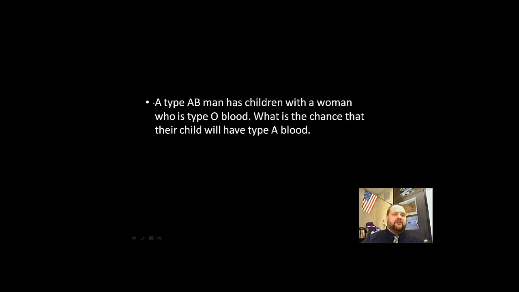Here's our genetics type. Type AB man, so here's one parent, AB, has children with a woman who is type O blood. What is the chance that their children will have type AB blood? Well, the only way a man could have AB blood is if he has both dominant alleles. If he has I A and I B. Okay, and we're crossing that with a woman who has type O blood.